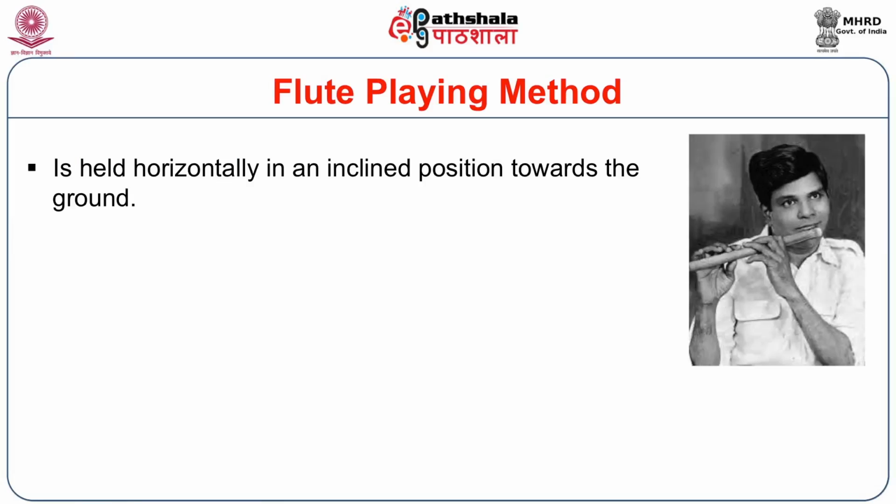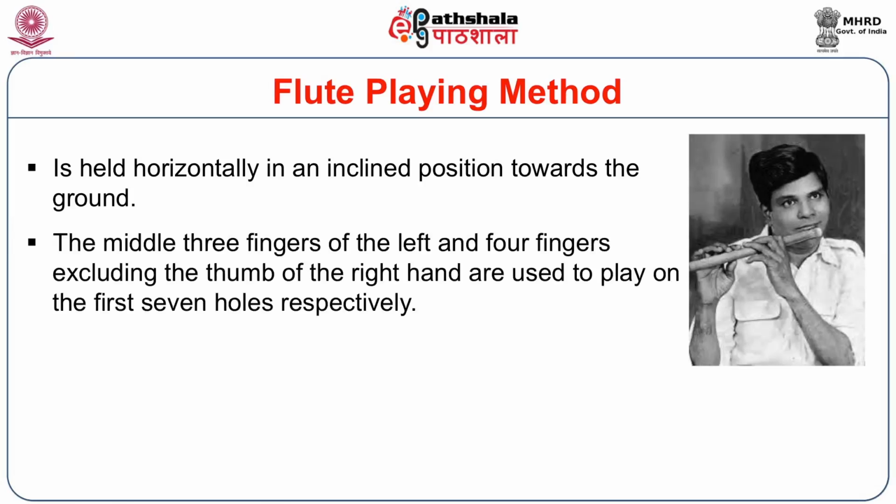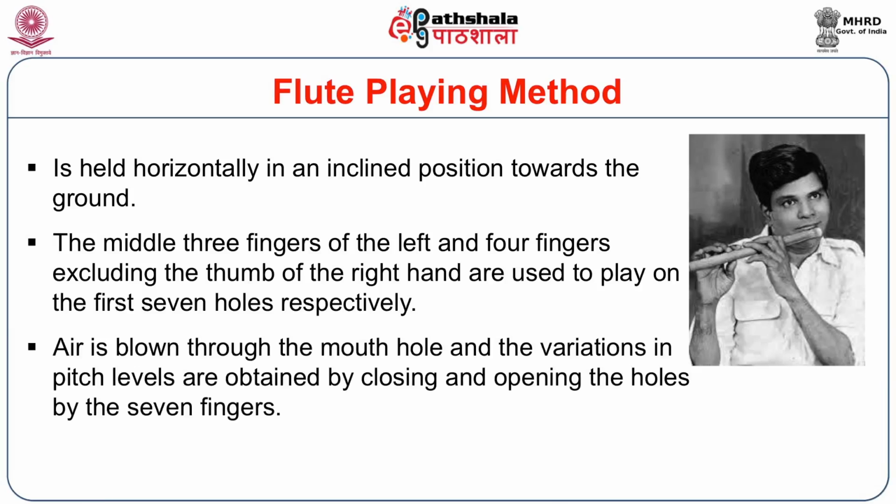differences in the pitches. Usually the flute is held horizontally in an inclined position from the ground, and the middle 3 fingers of the left and the 4 fingers excluding the thumb of the right are used to play the 7 holes of the flute. Air is blown through the mouth hole, and the variations in the pitch are obtained by closing and opening the holes by the 7 fingers.